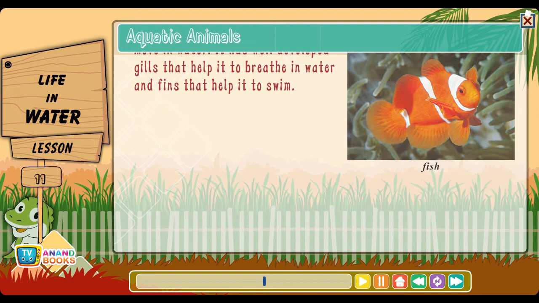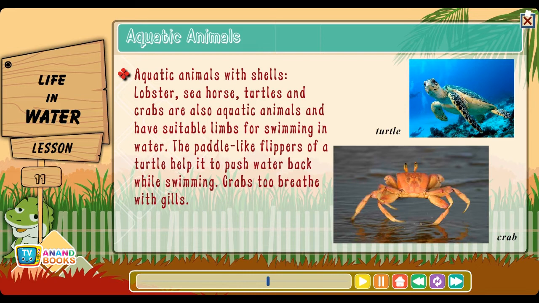Aquatic animals with shells. Lobster, seahorse, turtles and crabs are also aquatic animals and have suitable limbs for swimming in water. The paddle-like flippers of a turtle help it to push water back while swimming. Crabs too breathe with gills.